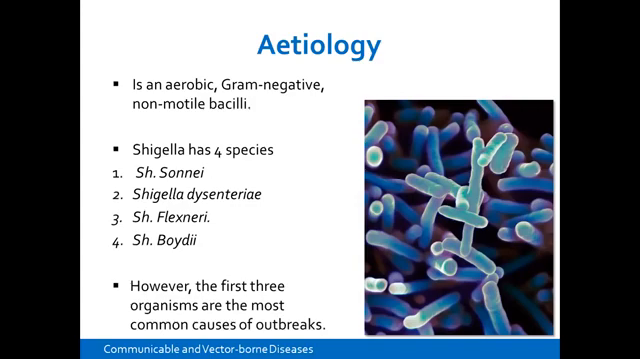So the Shigella species that normally cause bacillary dysentery, we can look at them as four types or four species. So we have Shigella sonnei, Shigella dysenteriae, Shigella flexneri, and finally Shigella boydii. However, the first three, that is sonnei, dysenteriae, and flexneri, are the most common causes of outbreaks of acute bloody diarrhea, which is bacillary dysentery.